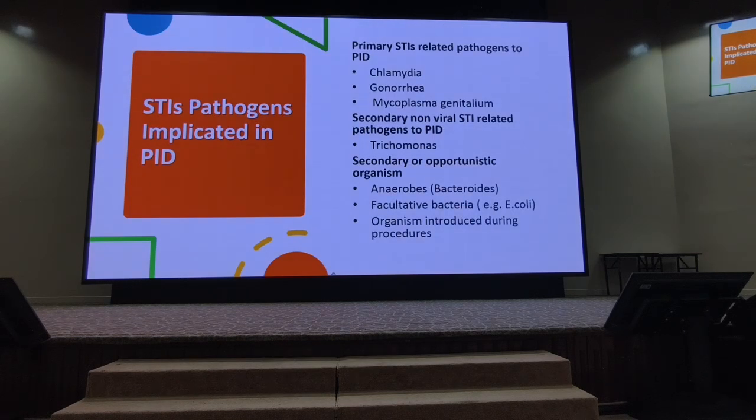So what are the STIs that are very important in PID? When you look at STI-related pathogens that cause PID, the most important are chlamydia, gonorrhea, and Mycoplasma genitalium. But in that group, chlamydia is the most important, always underestimated. Now, the secondary non-viral STI that's important is trichomonas. Why is trichomonas important? Because when you have trichomonas, it usually coexists and allows another infection or STI. That's the reason why it's an important secondary cause. It doesn't cause PID alone, but usually allows co-infection.